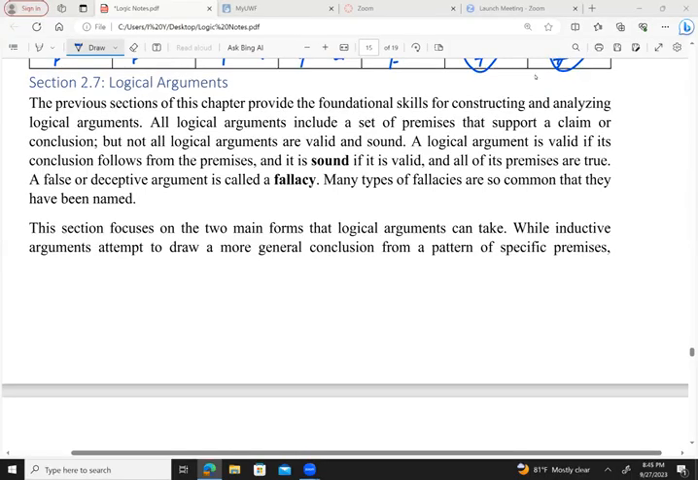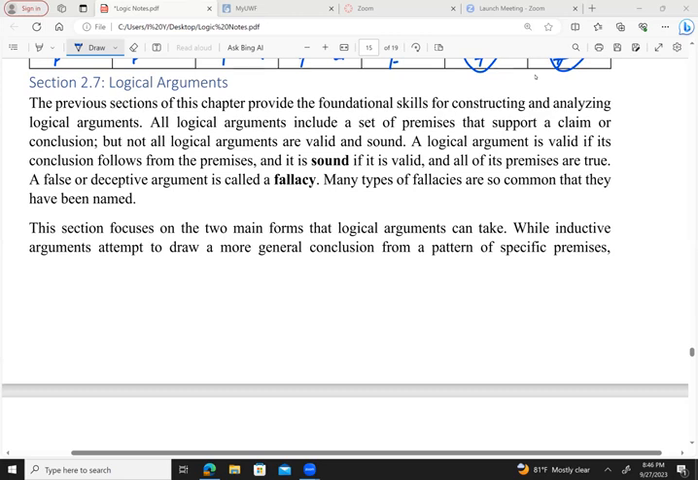In previous sections, we've provided the foundational skills for constructing and analyzing logical arguments. All logical arguments include a set of premises that support a claim or conclusion, but not all logical arguments are valid and sound. A logical argument is valid if its conclusion follows the premises, and it is sound if it is valid and all of its premises are true. A false or deceptive argument is called a fallacy.